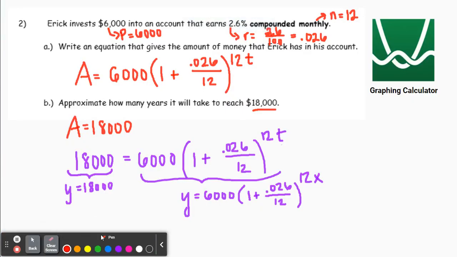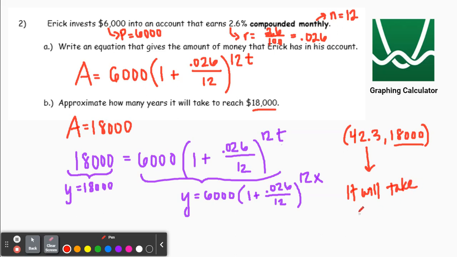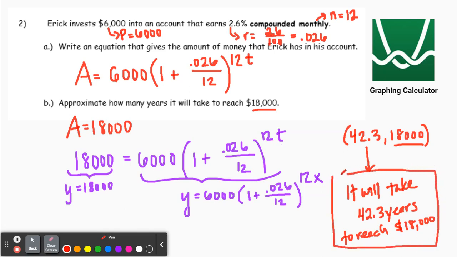So our coordinate point is 42.3, comma 18,000. We expected the 18,000. That's what we're trying to get to. The 42.3 is our answer. It will take 42.3 years to reach 18,000. So Eric is going to be a lot older when he finally reaches his goal of $18,000.